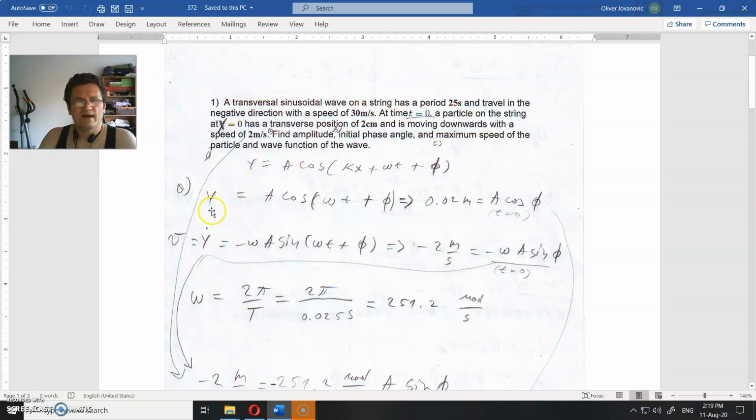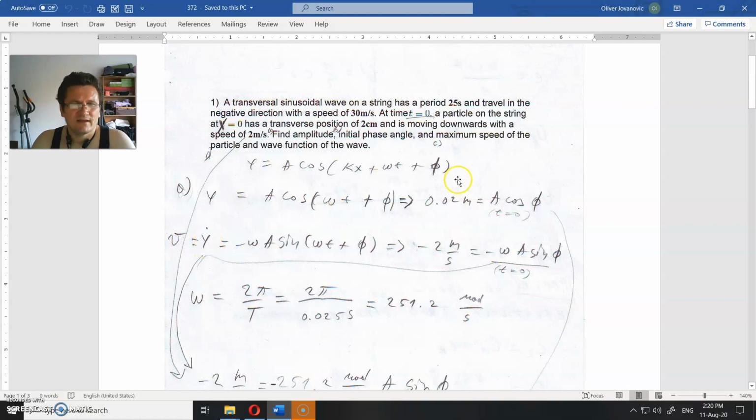Okay, so at the start we have this equation. At x equals 0, this whole part here is 0, and this part is 0 also. At that time y is 0.02 meter, and that is equal a cosine of phi. Again, because t is 0 and x is 0. Transverse position, that is, this is 2 centimeters, is equal a cosine of phi. This is first equation.